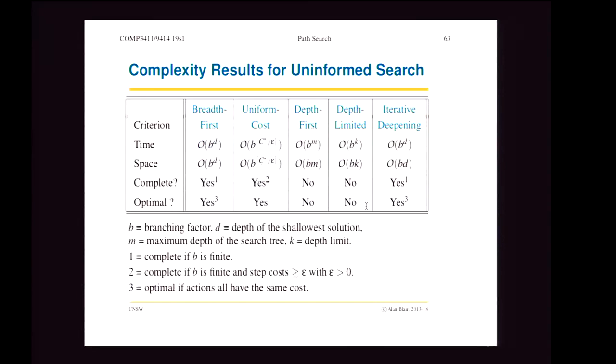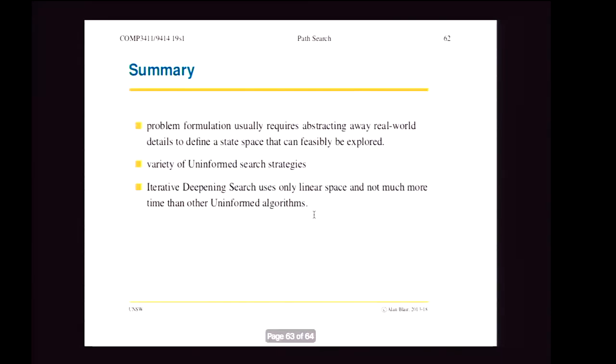So there's a couple of little subtleties here, but it doesn't really make much difference. It's exponential in the depth. Good.